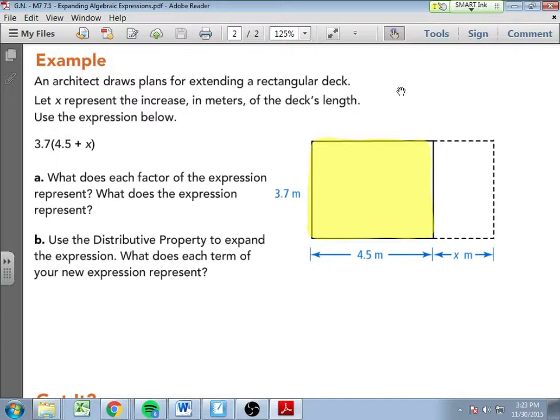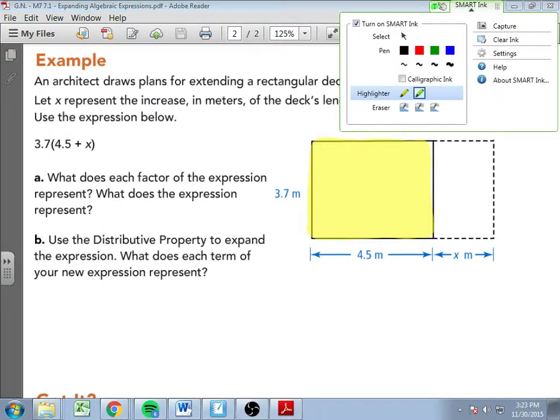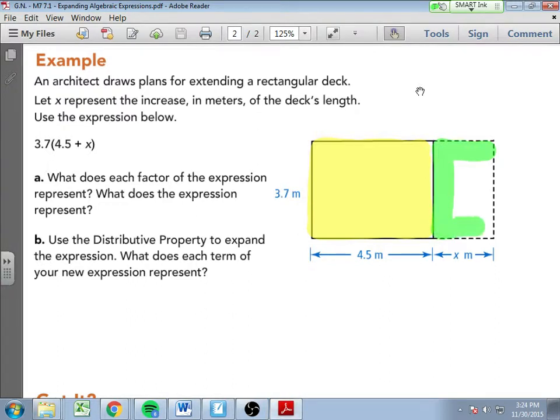So you decide to hire an architect to expand the patio, so next year none of your friends will feel left out. So you decide you're going to add on this section. This is going to be your new section or your addition, but you're trying to decide how big to make it.